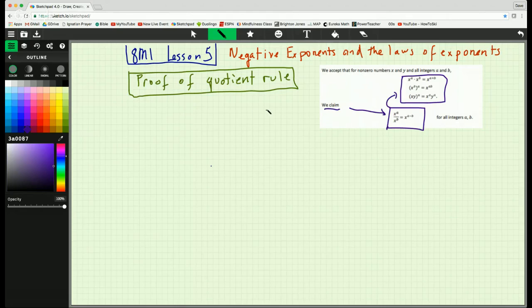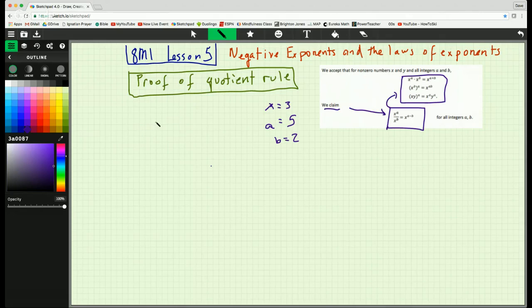So let's look at an example of something that looks like this. Let's just say that in our case, x is equal to 3, and a is equal to 5, and b is equal to 2. We're just going to substitute in these numbers because our claim is, if we have a formula that looks like this, x to the a divided by x to the b equals x to the a minus b, then we can plug in any numbers for x, a, and b, and it should be true. So let's see if that's true. Let's just see if this makes sense to us.